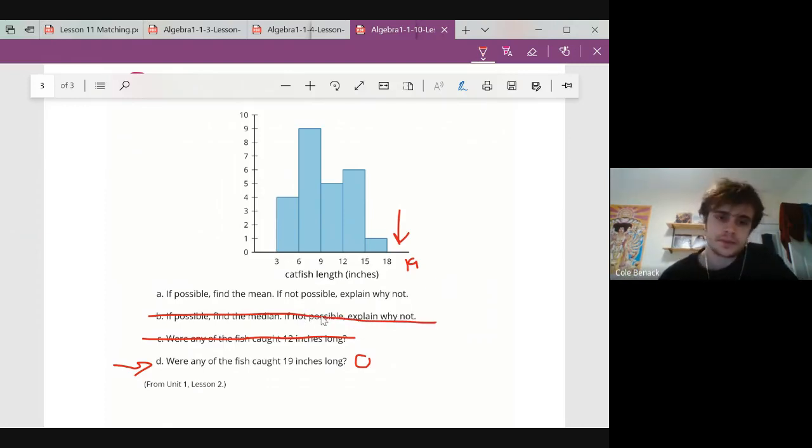We did that earlier. And if possible, find the mean. That is not possible. I need specific values to find the mean. I have to add everything up and divide by the number of numbers. I know the number of catfish caught. I can add up all the frequencies, but I don't know how many more of each type.